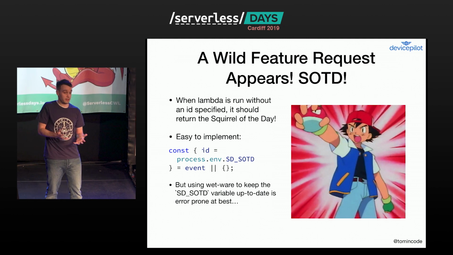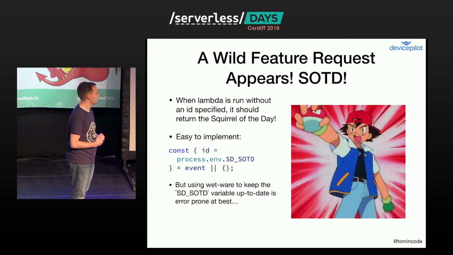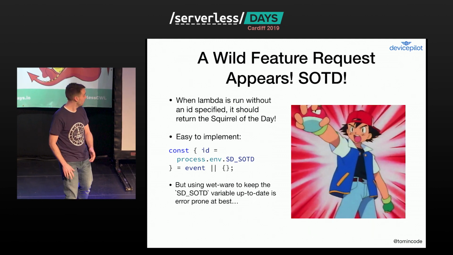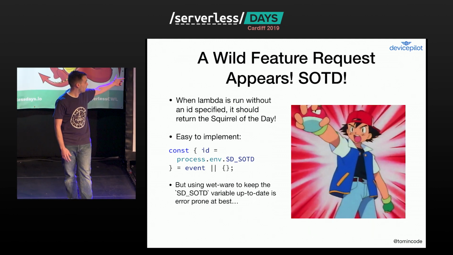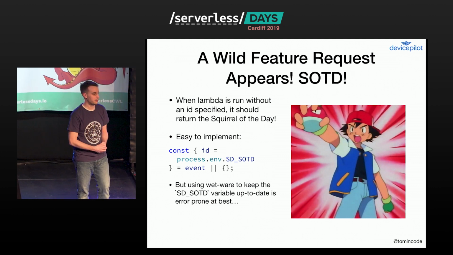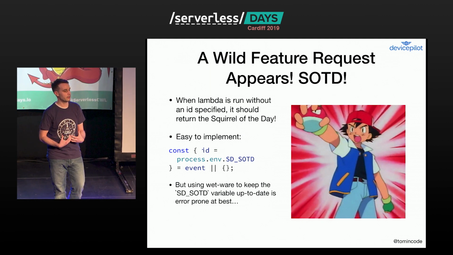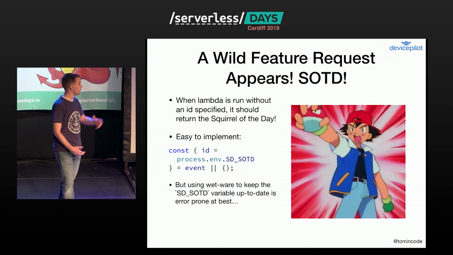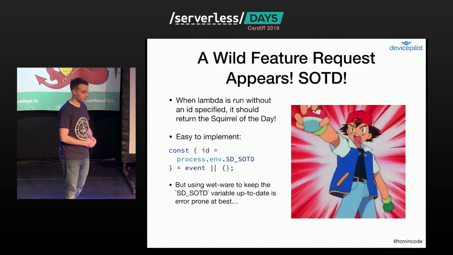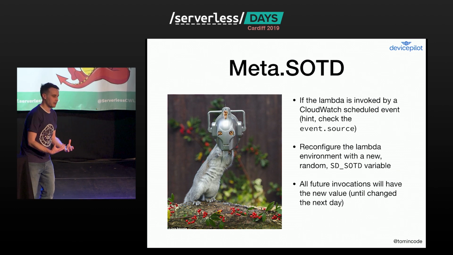When the Lambda is run without an ID, what it actually returns is the squirrel of the day. And that's fairly trivial to implement. We just give it a default ID. We'll set that to the environment variable SD_SOTD, squirrel dex, squirrel of the day. And at midnight every day, I will wake up and log into the Lambda console and change that variable. Nice and easy. Of course, there's probably a better way of doing that.